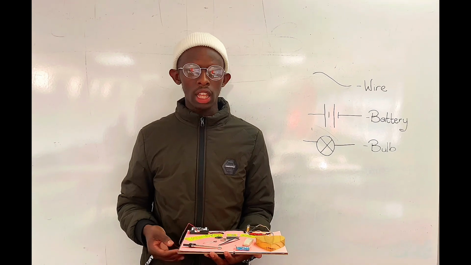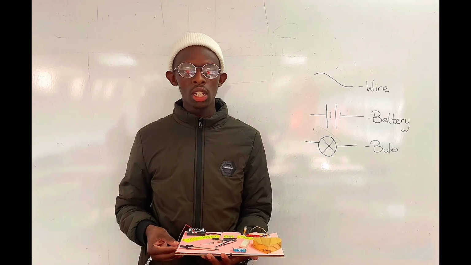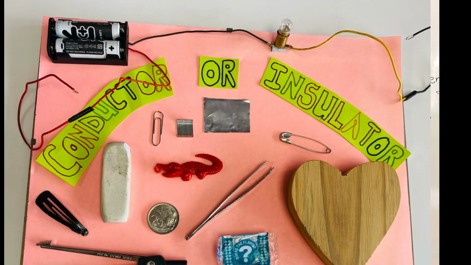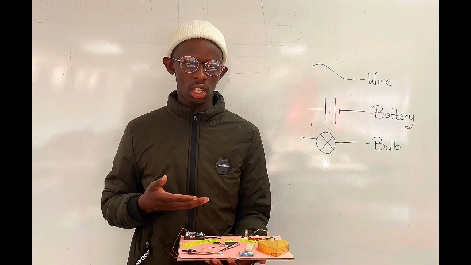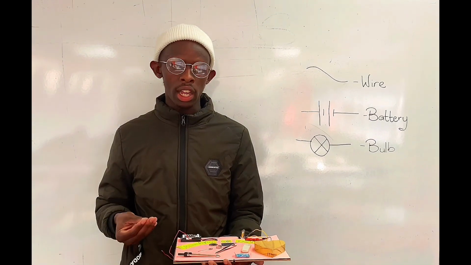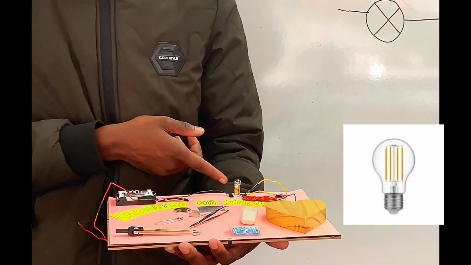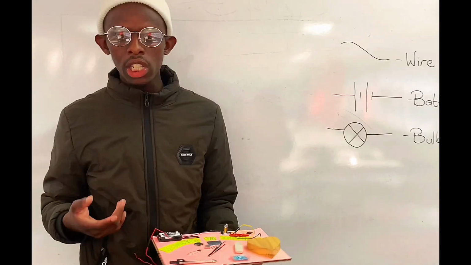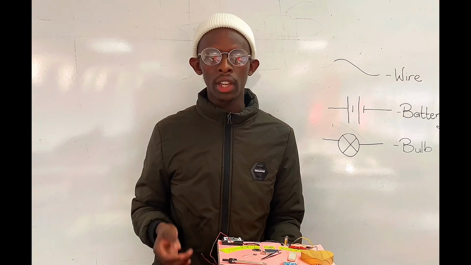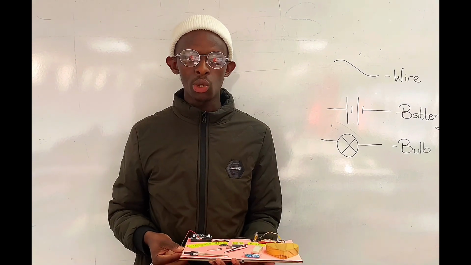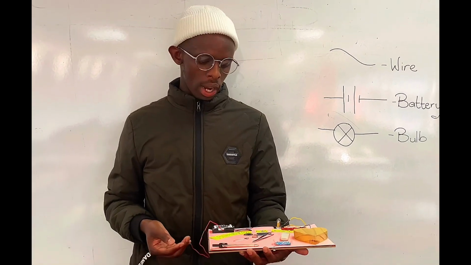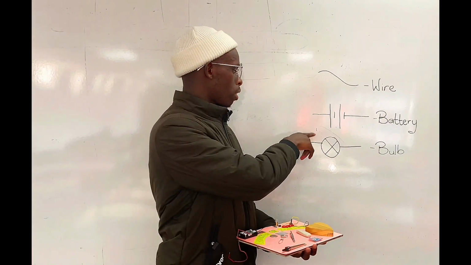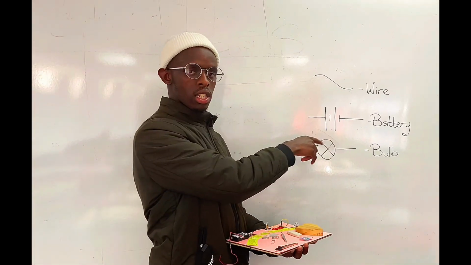So we'll be using the components of an electric circuit to check whether the materials that we have are insulators or conductors. So the components that we have: the bulb, and the symbol of the bulb is here. The function of the bulb is to convert electrical energy into light energy. Then we have the battery, which is this one, and the symbol of a battery is like this.